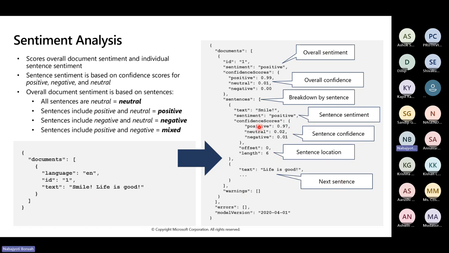Right, so that is what we can see. This is a kind of text. What it says is, "My life is good." So what is the kind of score for it? Overall confidence is 99% positive, neutral is 1%, and negative is 0%.